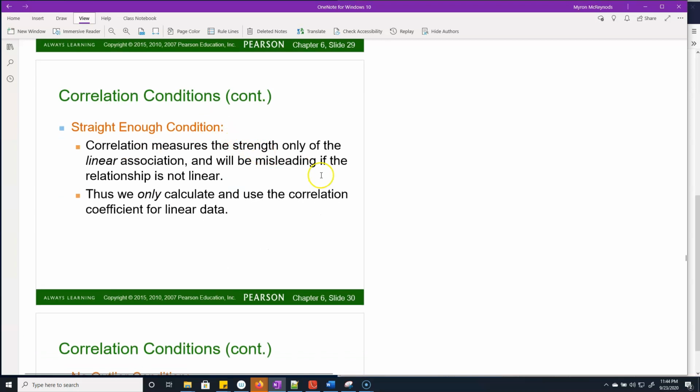The straight enough condition means, like we were talking about earlier, it has to be linear. And correlation measures only the strength of the linear association. It's going to be misleading if it's not linear. You only calculate it using the coefficient for linear data. You can only do this on linear data.